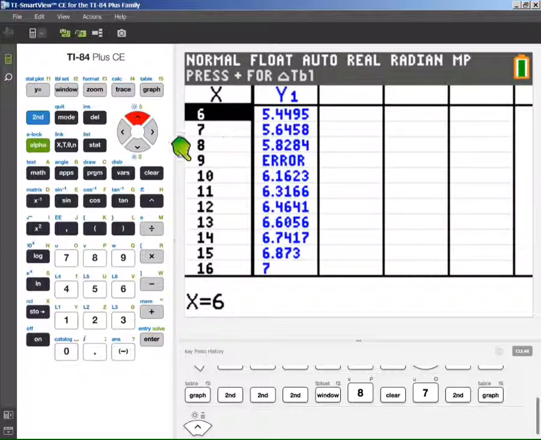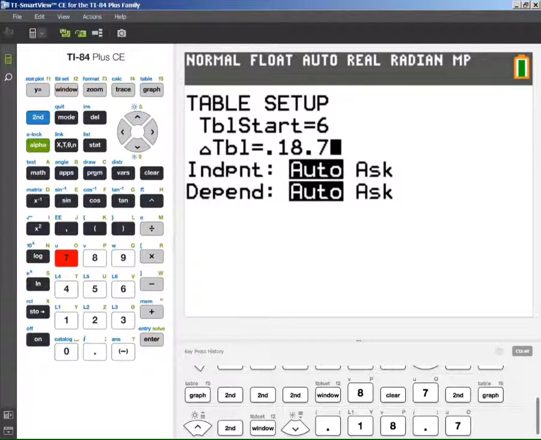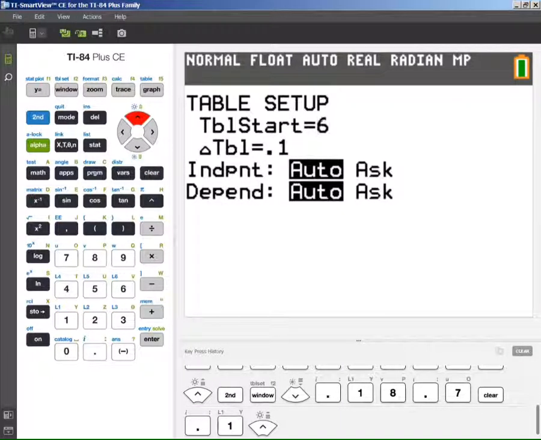Now, if you want to be more precise, you're not going to count by ones. You're going to count by a smaller number, like 0.5 or 0.1. So let's try that. How would you do that? I go back to table set, which is second and then window. I'm going to count by 0.1s, so I go down and write 0.1 right there. Then let's start at 8.7. Okay, I have to go up, then 8.7. So I go back to my table.